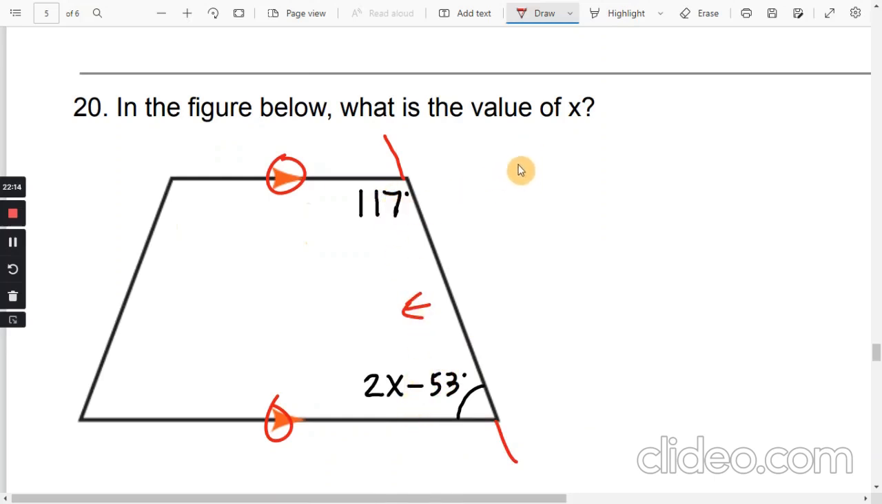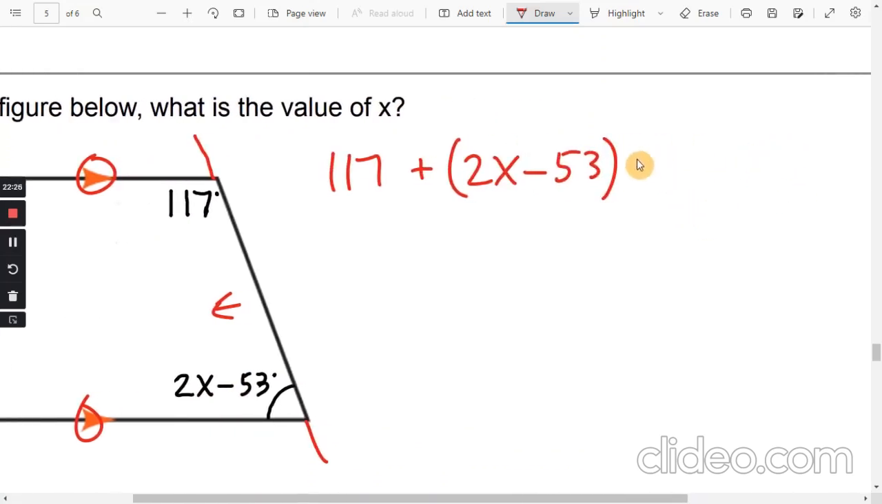So 117 plus 2x minus 53 is going to equal 180. All right, combine like terms first before you do stuff to each side. We have 117 minus 53. That is going to be 64.